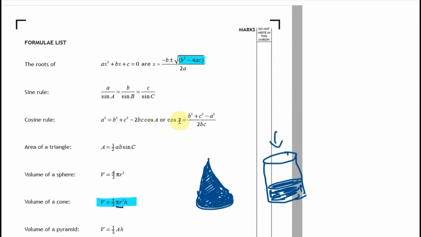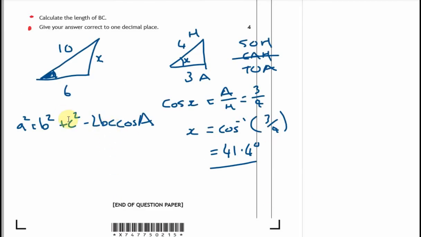There it is. Now we're going to do a length, so we're going to do that equation: a squared equals b squared plus c squared minus 2bc cos A. Okay, so I've just skipped down to write the equation out because I'm running out of time a little bit. So b squared plus c squared minus 2bc cos A.